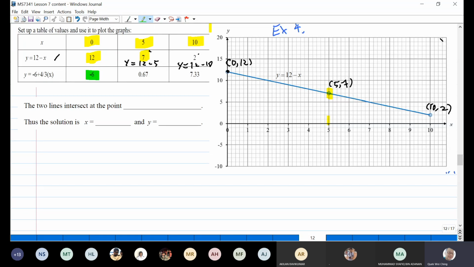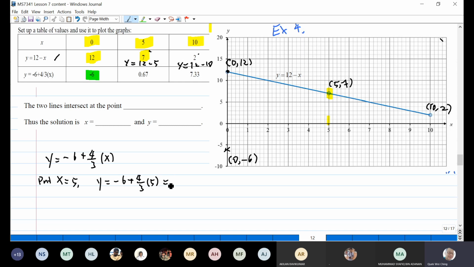So where is (0, -6) here? I think somewhere here. This point is (0, -6). Then you put x equal to 5 now. So what is y now? Let's do the calculation. y equals minus 6 plus 4 over 3 x here. So put x equal to 5. y equals minus 6 plus 4 over 3 times 5.